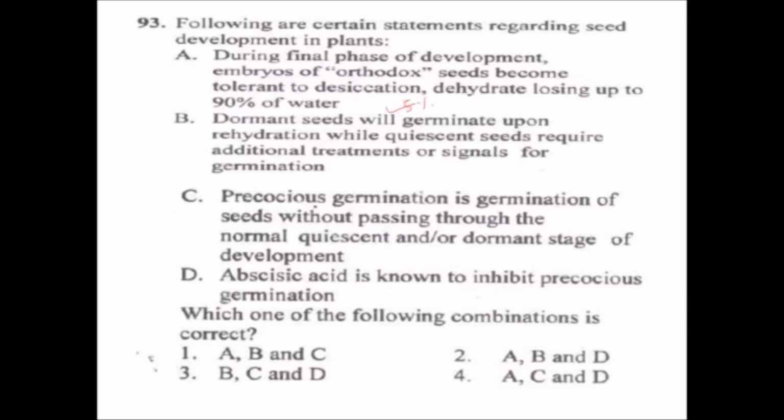Such types of seed is also known as precocious germination, but this activity of precocious germination is inhibited with the help of abscisic acid. So the statements A, C and D are right. So the answer will be number 4.